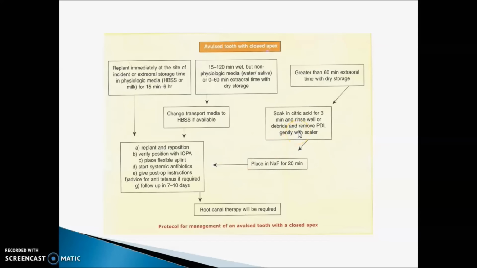Remember aspirants, we keep doxycycline for 1 minute, citric acid for 3 minutes and sodium fluoride for 20 minutes. This is also an MCQ question. And remember, at the end we require a root canal therapy in closed apex. So whenever you go for reimplantation of an avulsed permanent tooth and the apex is closed, the ultimate treatment is root canal therapy. But if the apex is open, you can go for apexogenesis, apexification, and also revascularization, that is regenerative endodontics.